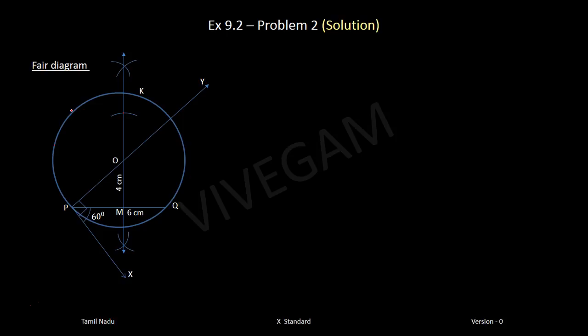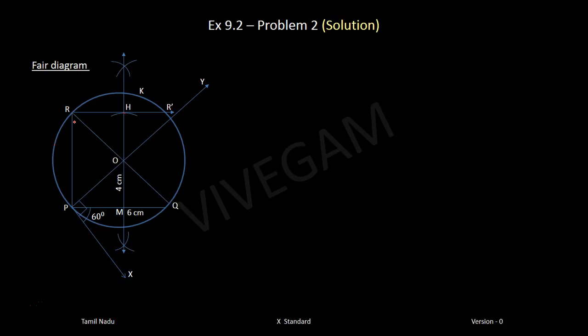Now draw a line parallel to PQ from this point. Passing through this intersecting point, you will have to draw a line parallel to PQ. So let's draw that. So that is R and R dash. Now you join PR and QR, that is the triangle.